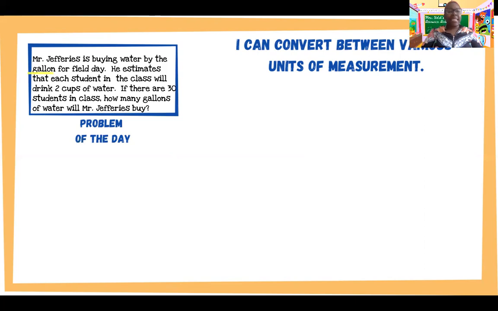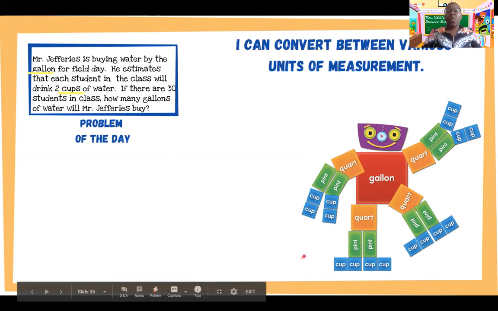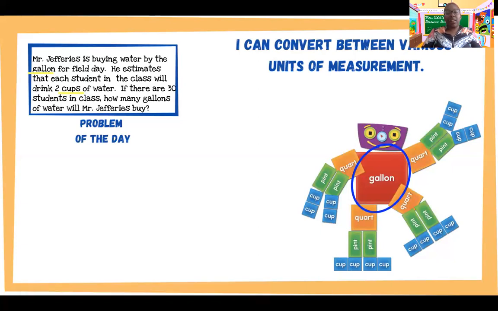Well, first, let's figure out what 2 units we're going to need to convert between. I see gallons. Can you find the other unit? That's right, it's cups. And who remembers which of our friends is going to help us to do this conversion? That's right, my friend, the gallon man. Well, let's start by figuring out how many cups are in 1 gallon. Where's the gallon on our friend Gallon Man? That's right, it's the body. It's the biggest unit here.